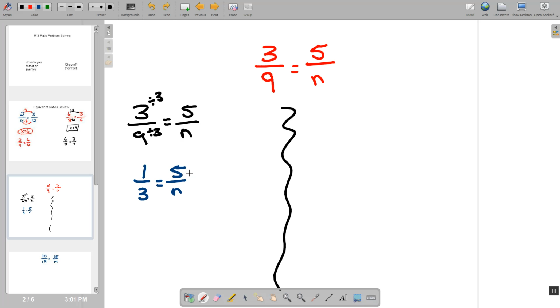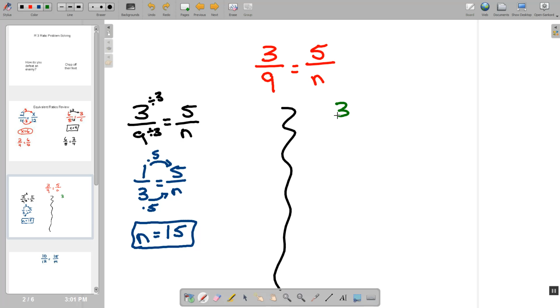And if that simplifies to be 1/3, now there is a pattern working from one fraction to the other. 1 times 5 is 5. 3 times 5 is 15, so our n value must be 15. So that's one of the ways to solve the problem. The other is being willing to use decimals.